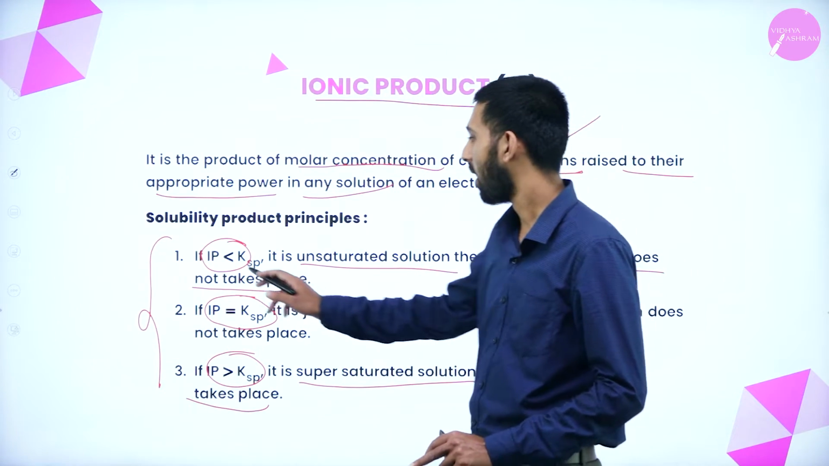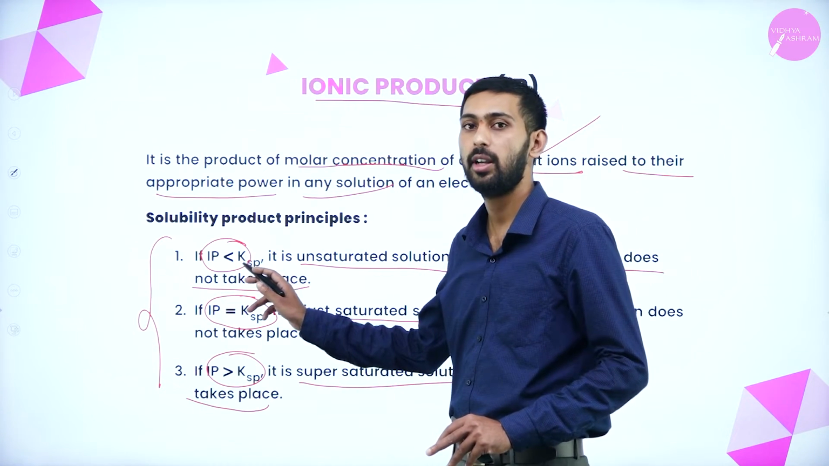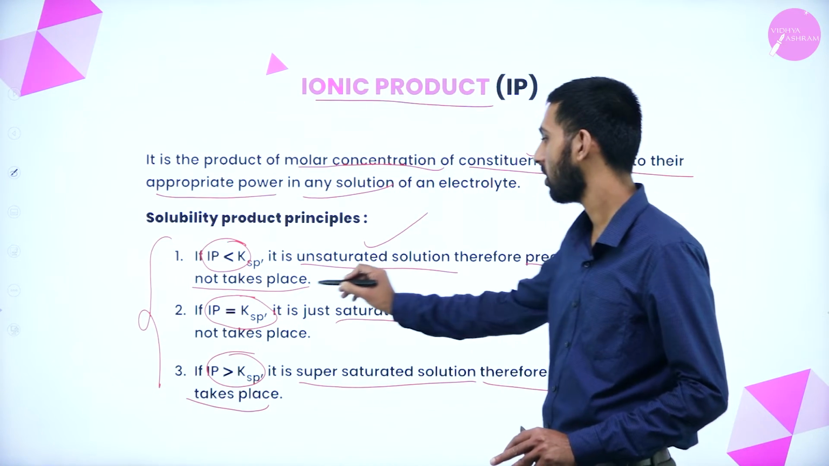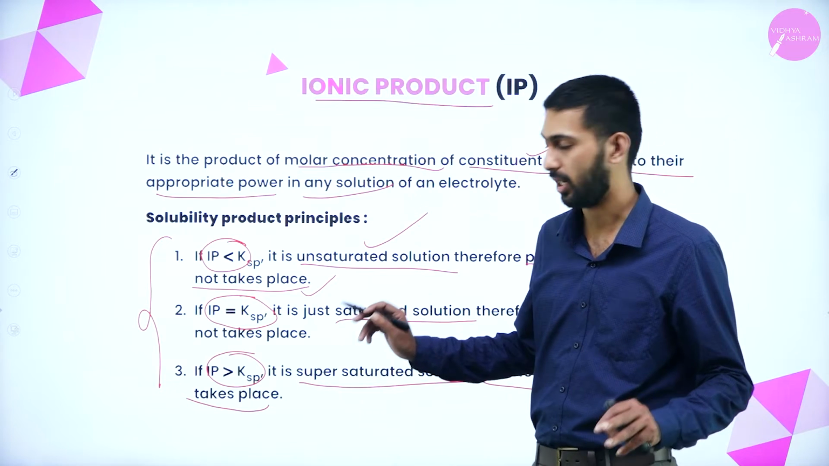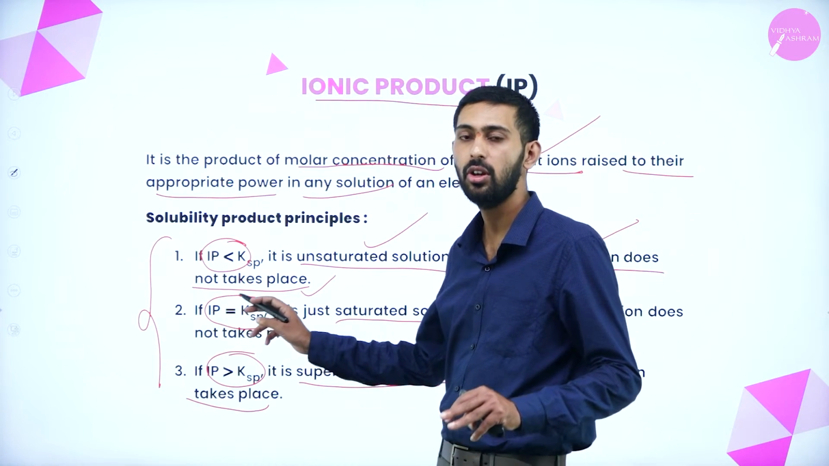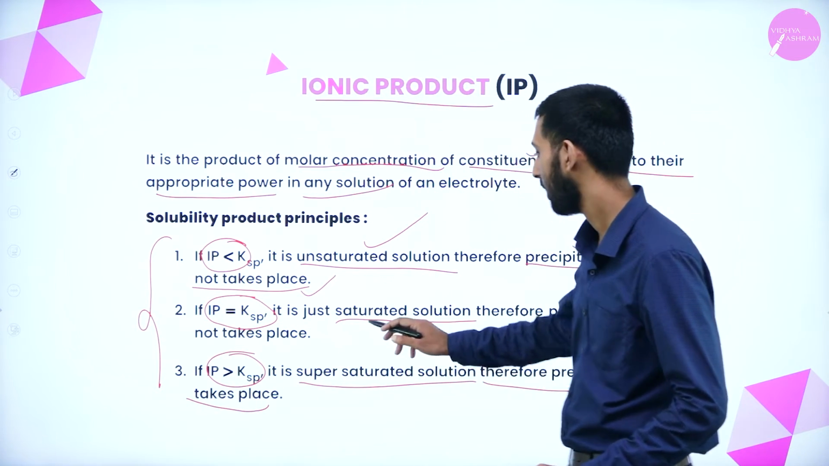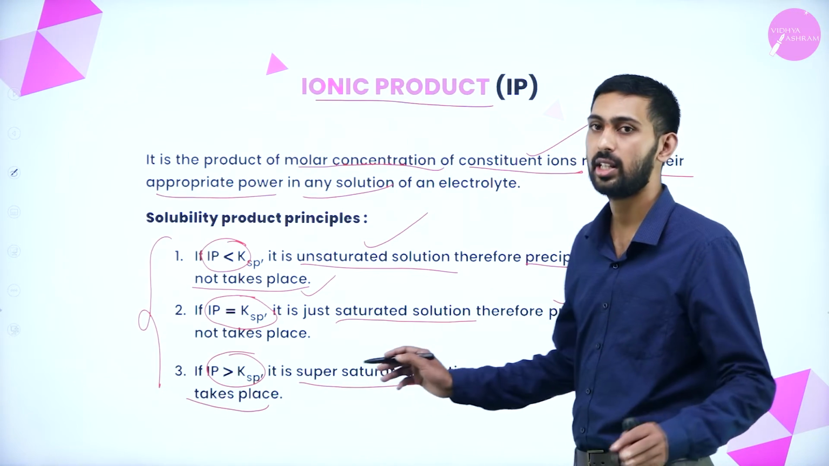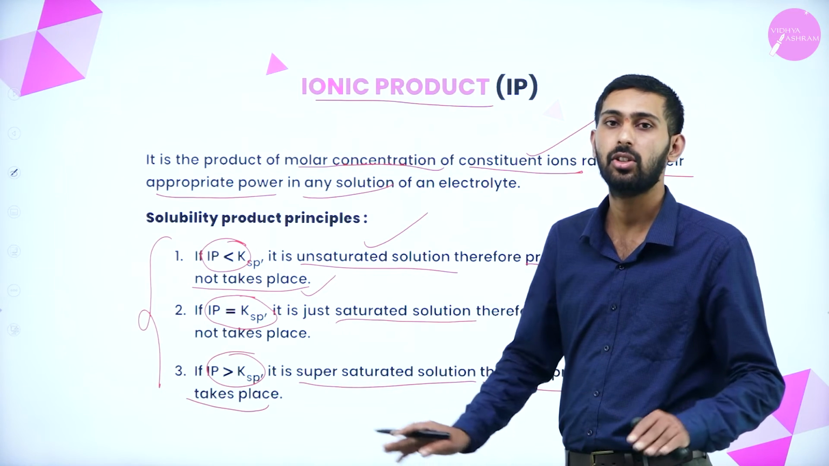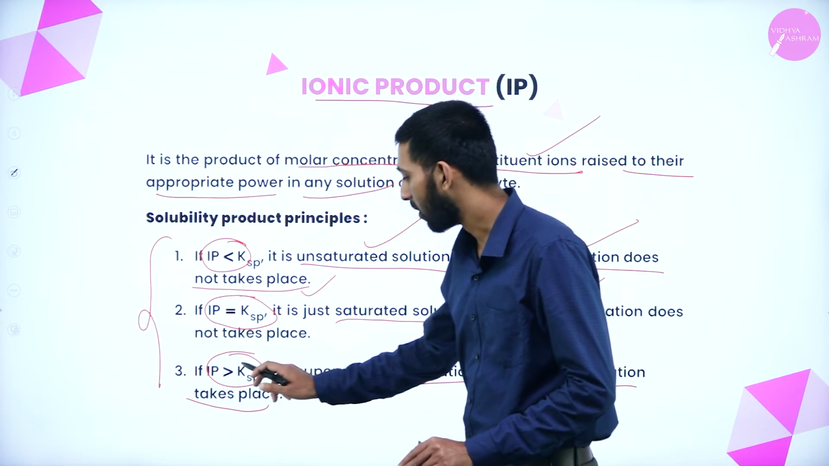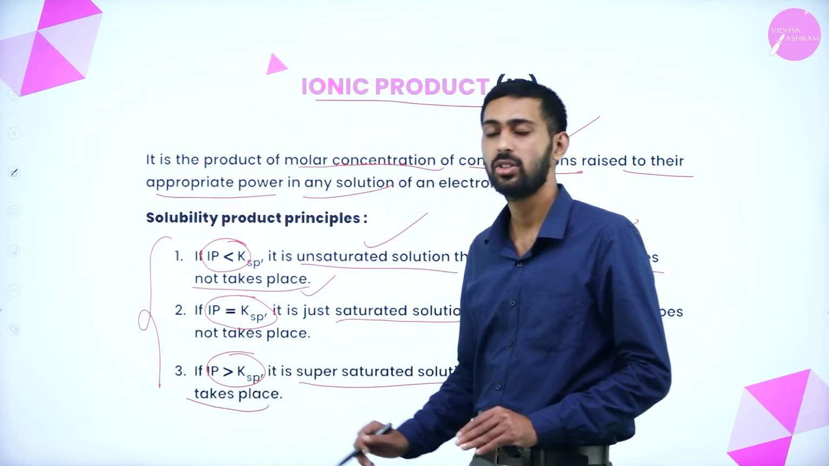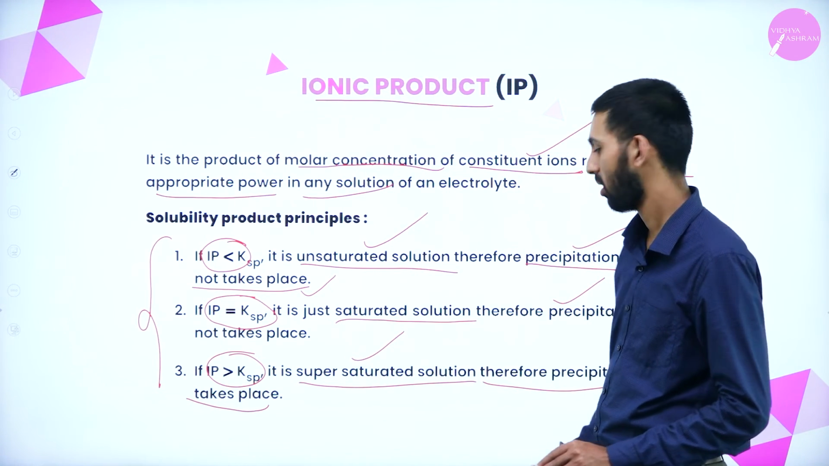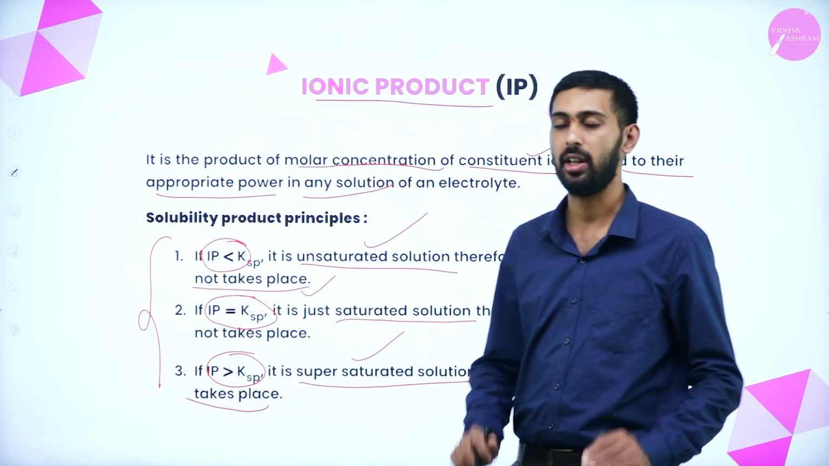First, if ionic product is less than solubility product, then it is an unsaturated solution. Precipitation does not take place. We should say that. Next, if ionic product is equal to solubility product, it is just a saturated solution. Precipitation does not take place in a saturated solution either. But if ionic product is greater than solubility product, it is a supersaturated solution. Precipitation takes place.